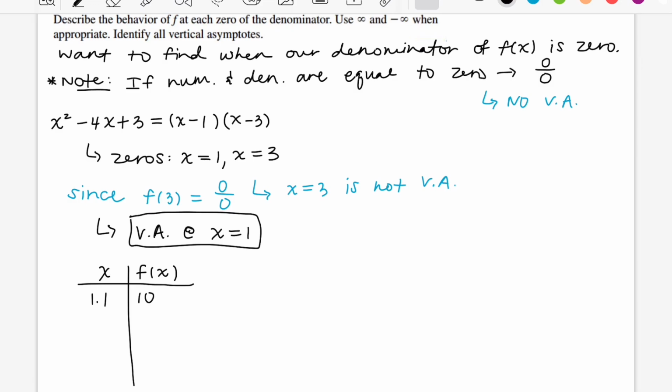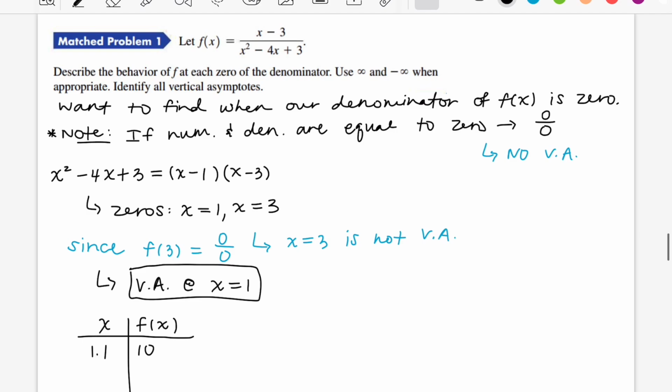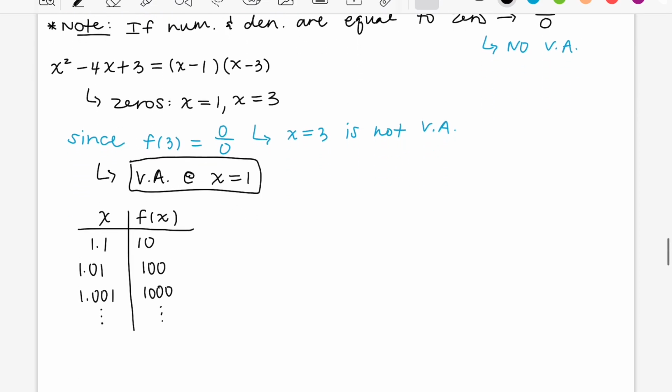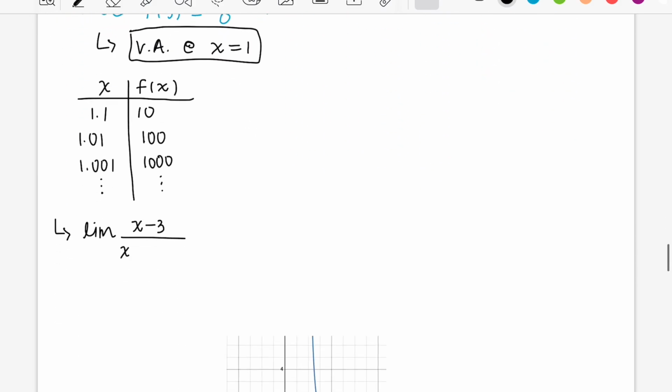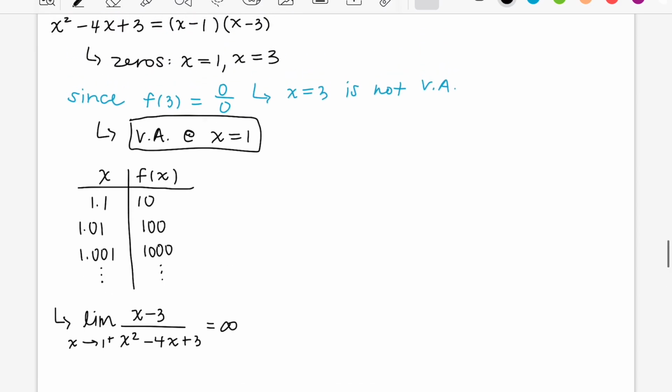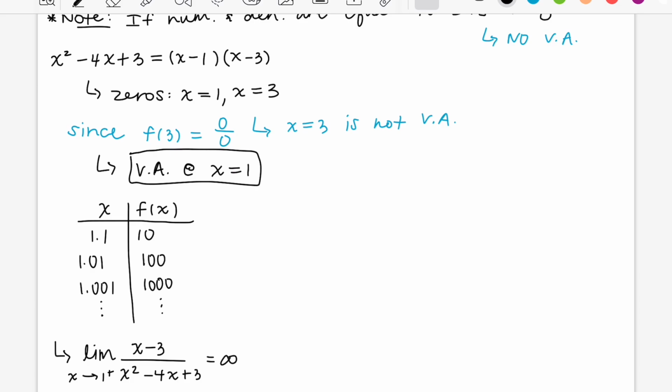So if we were to plug in 1.1 into our equation, we would get 10. Plugging in 1.01, we would get 100, and then 1.001, we would get 1,000. And if we repeat this, we see that this number is just getting bigger and bigger as we get closer and closer to 1 from the right. So this tells us that the limit of our function, as x approaches 1 from the right, is going to equal positive infinity. So it's just getting bigger and bigger.